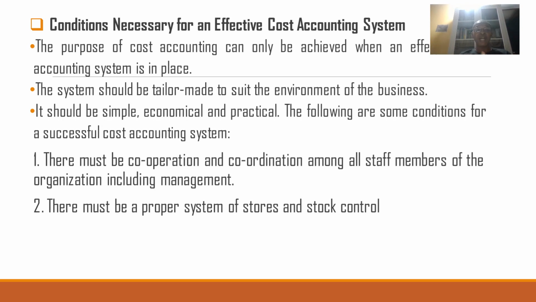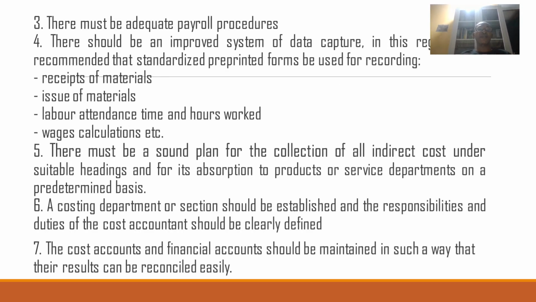Please pay attention to this. Number one, there must be cooperation and coordination among all staff members of the organization. So you begin with the staff. Number two, there must be a proper system of store and stock control. Take note, I mentioned earlier that we are going to be talking about material, labor, and overhead. You can't do valuation of materials properly if there is no store and stock control system in place. I hope you're getting my point. So that is very important.